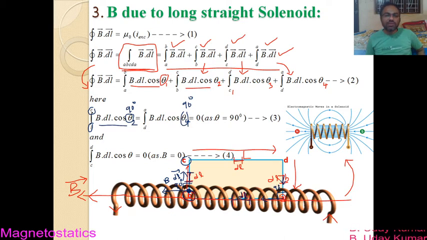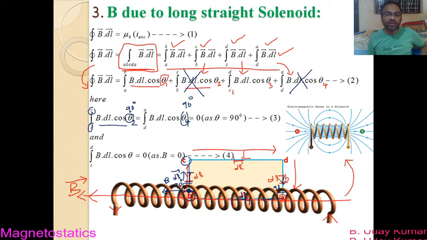So out of these four terms, the second term, that means the line integral of magnetic field along BC, becomes 0, and the line integral of magnetic field along D to A also becomes 0, because along those paths the angle between B and dl will be 90 degrees, and you know that if theta is 90, cos 90 is 0, right? So you know the basic formulas, substitute them. Now out of 4 integrals, 2 integrals are turning out to be zeros.